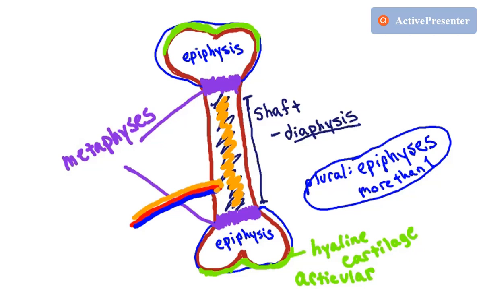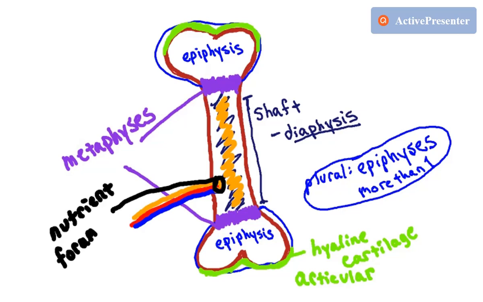So this hole where these vessels come in and go into the bone is called the nutrient foramen. Nutrient because it delivers nutrients to the bone cells, and foramen because, if you don't know by now, a foramen just means a hole. Okay?